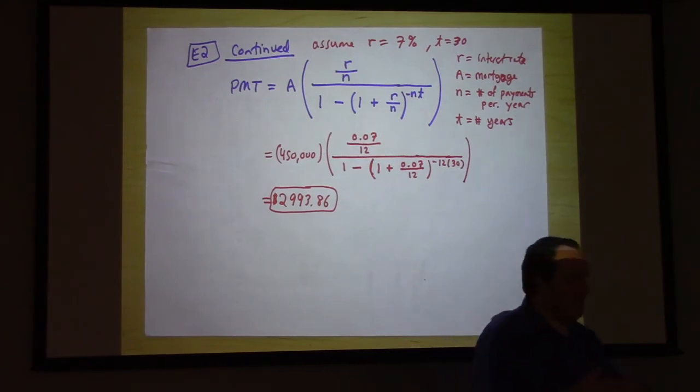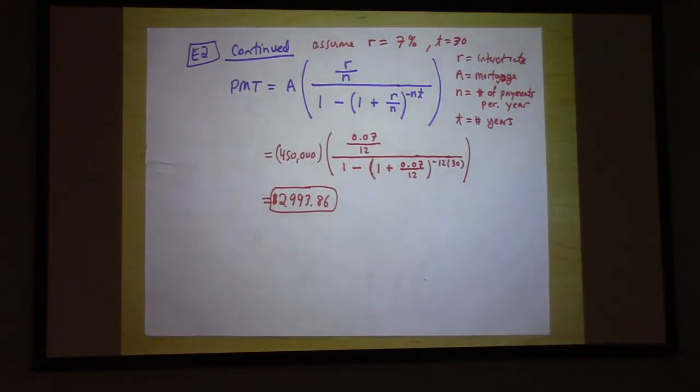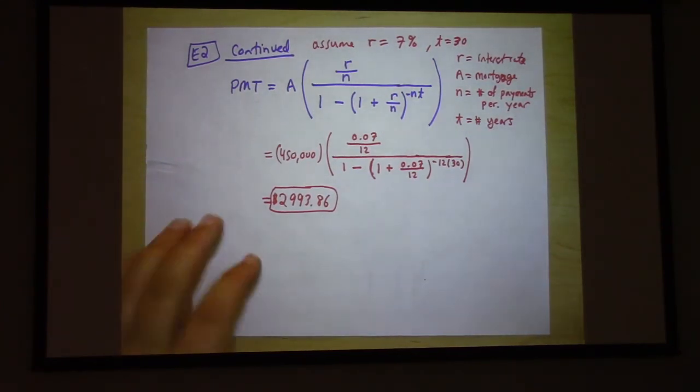A more important thing to talk about though, and this is relevant also to, so how many of you have student loans? You don't have to raise your hand if you don't want to, but a lot of you have student loans, right?